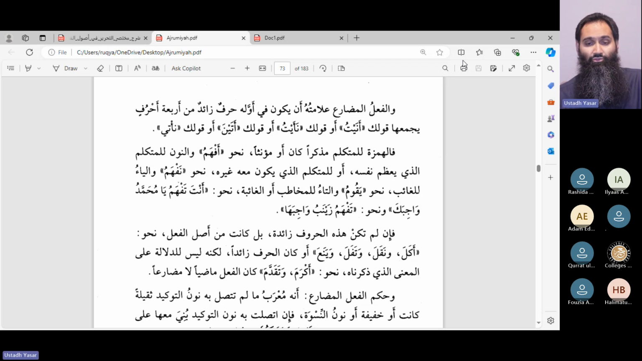وَنَحْوُ تَفْهَمُ زَيْنَبُ وَاجِبَهَا. Zainab understands her homework. So you can see Zainab is not here. She is ghaibah. But we still use ta. So ta is used for mukhatab, mudhakkar, or it can be used for ghaibah. Okay.